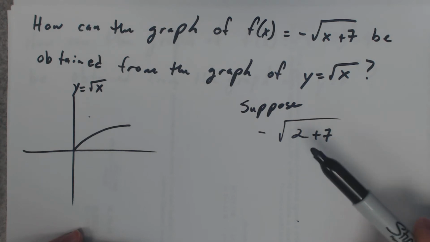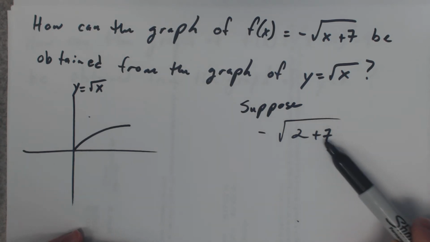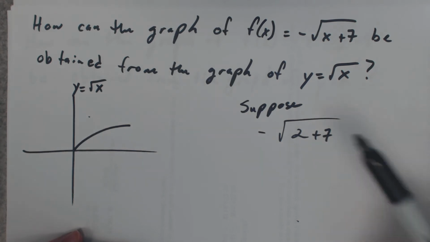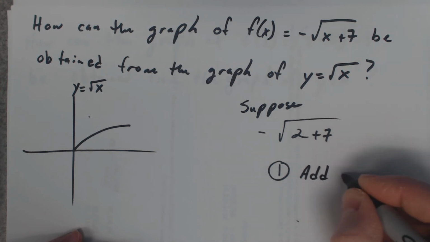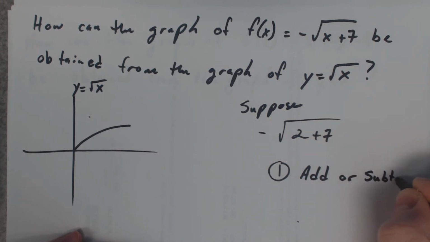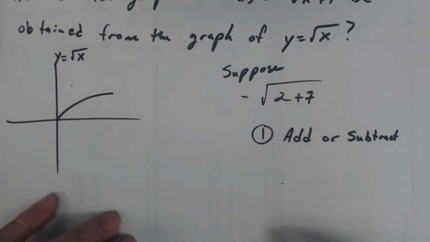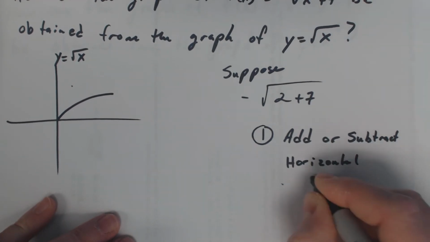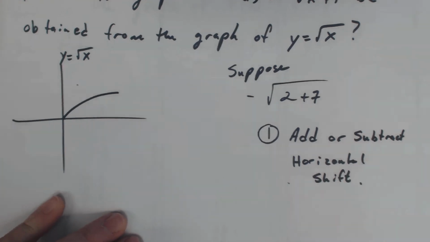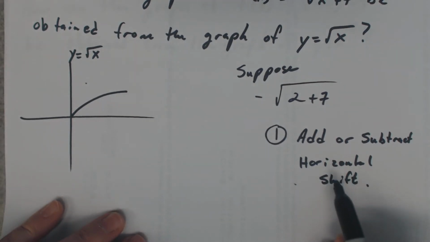What's the very first thing order of operations says to do? Order of operations says that you must add 7 first. If the very first thing you do is add or subtract, if that's the very first thing the order of operations says to do, that's going to be a horizontal shift. And that's what you do first whenever you're graphing these. You do your horizontal shift first.